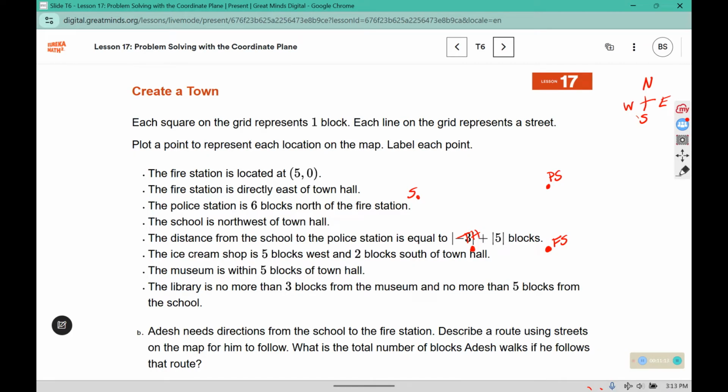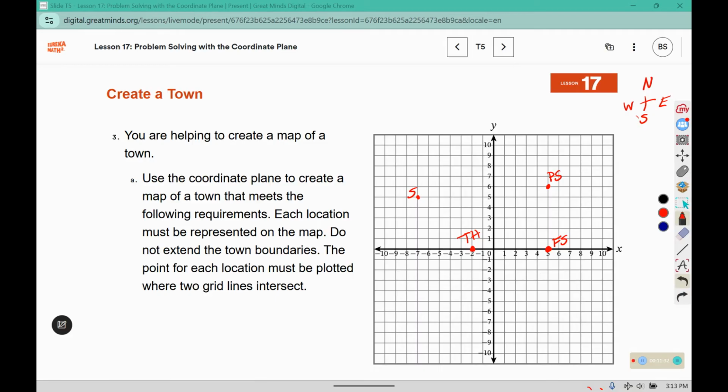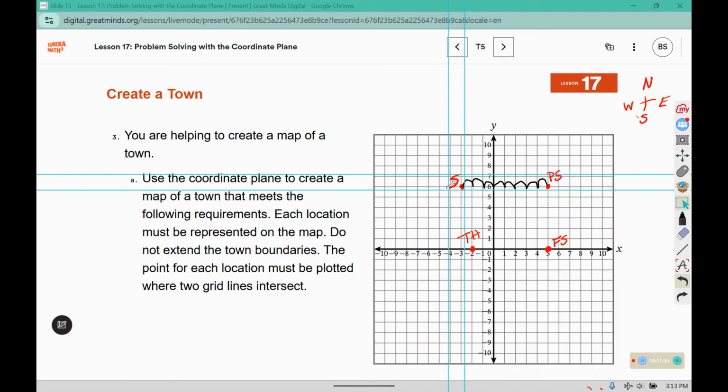The distance from the school to the police station is equal to -3's absolute value plus 5 blocks. That is 8 blocks from the police station. So we do have to readjust to make sure it is 8 from the police station. 1, 2, 3, 4, 5, 6, 7, 8. So the school is going to need to move to this location here. Then we also need to check and make sure, is it still northwest of the town hall? Yes. It is up and to the left just slightly.